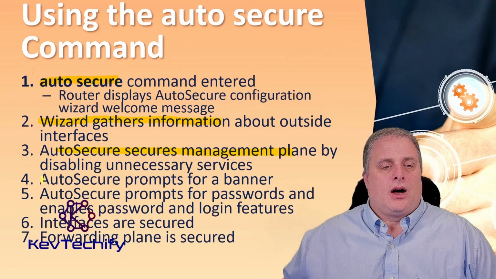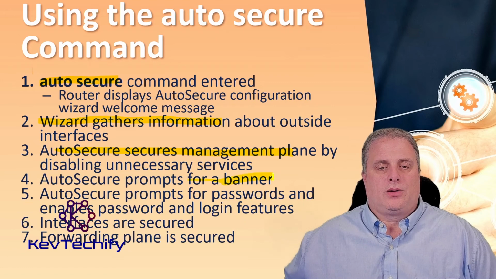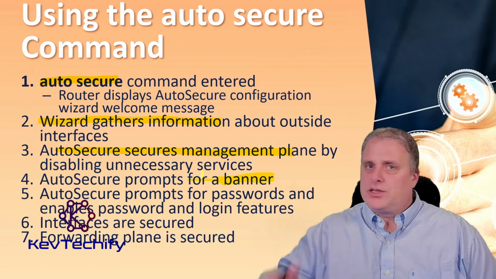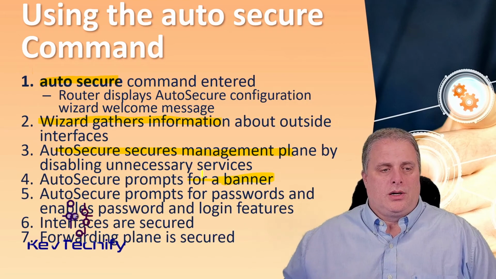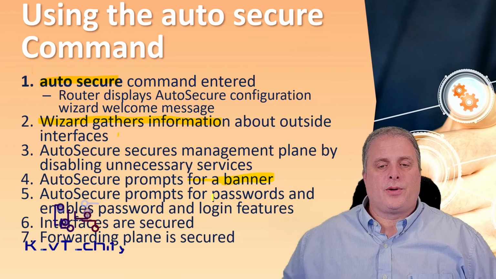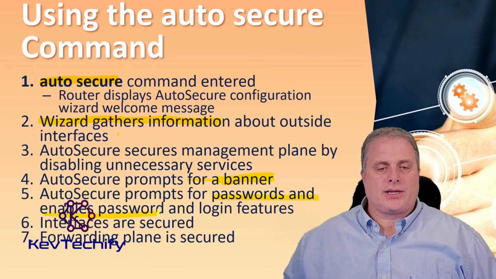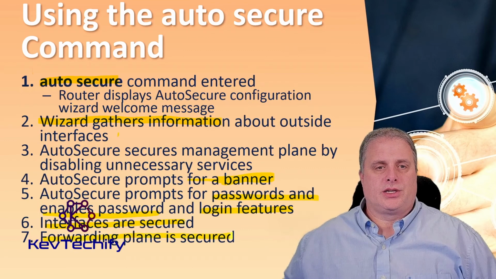services. AutoSecure then prompts for a banner. We're going to go ahead and set up your banner. Once again, this is all part of the wizard. Then it'll prompt for passwords, enable passwords, and login features. The sixth step is that our interfaces are secured. And then finally, the forwarding plane is secured.